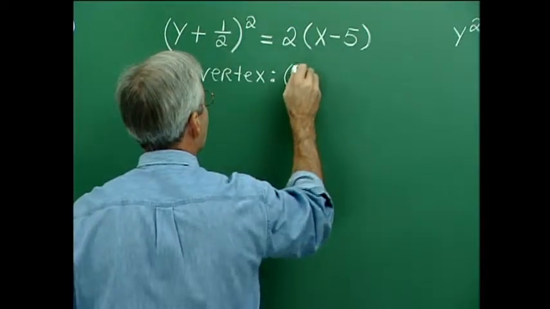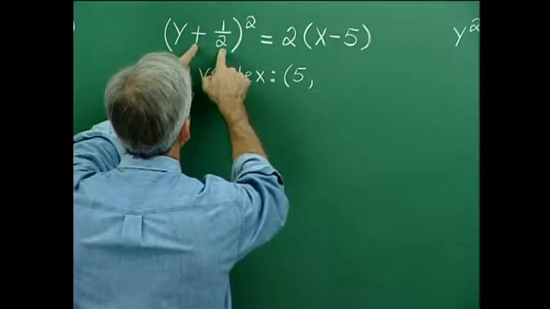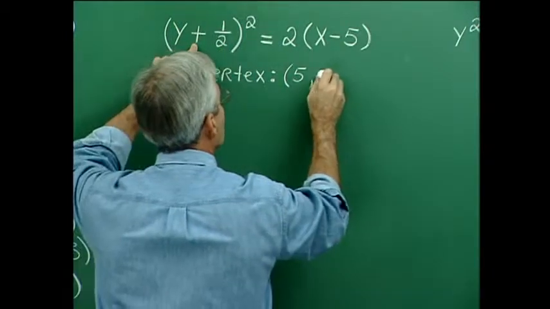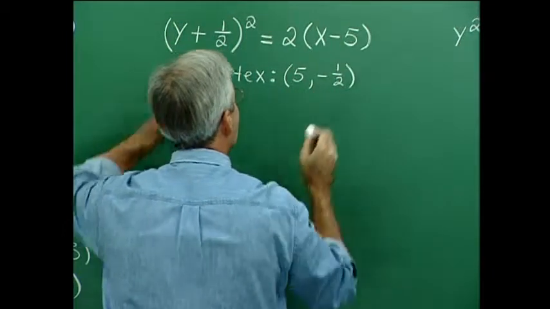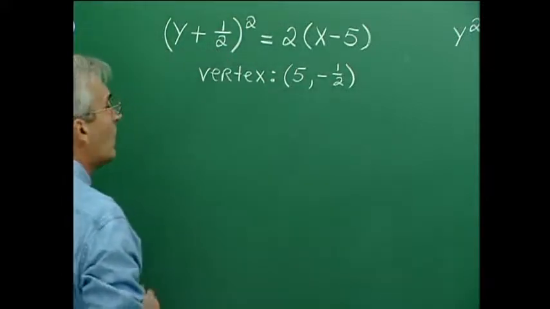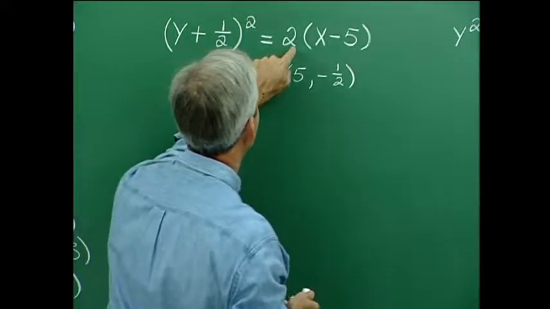So the vertex is at 5, and we think of this as minus negative 1/2. So negative 1/2 for the k value. All right, I know that much. But wait a second, I need the p value. Oh, it's found right in here.